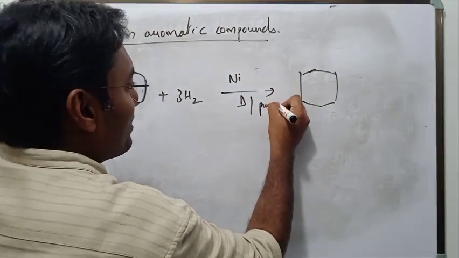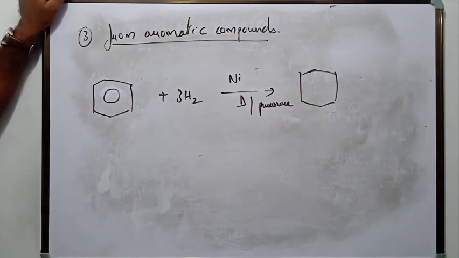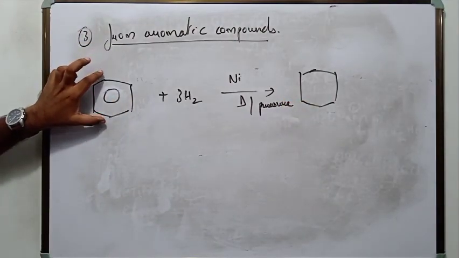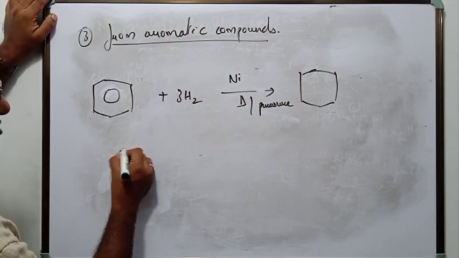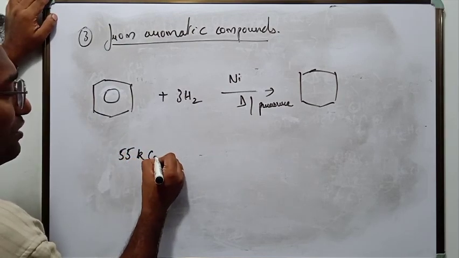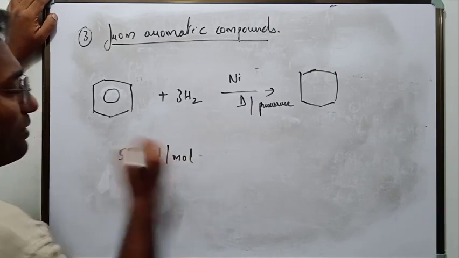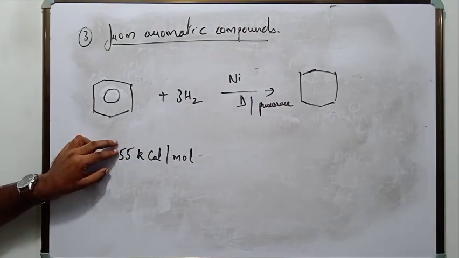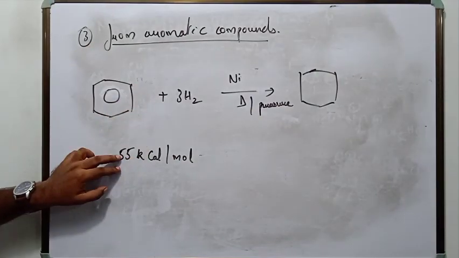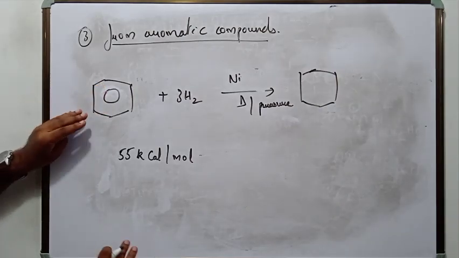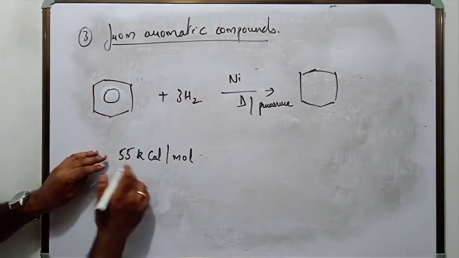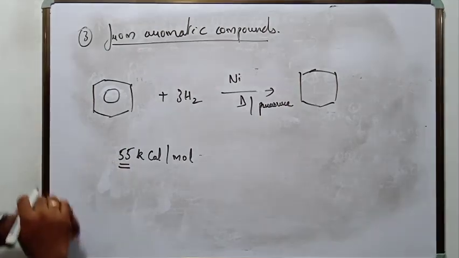It is actually very easy to hydrogenate benzene because the heat of hydrogenation of benzene is 55 kilocalorie per mole. That much energy is needed to hydrogenate benzene. Benzene actually has resonance, and that is why only 55 kilocalorie per mole of energy is needed.